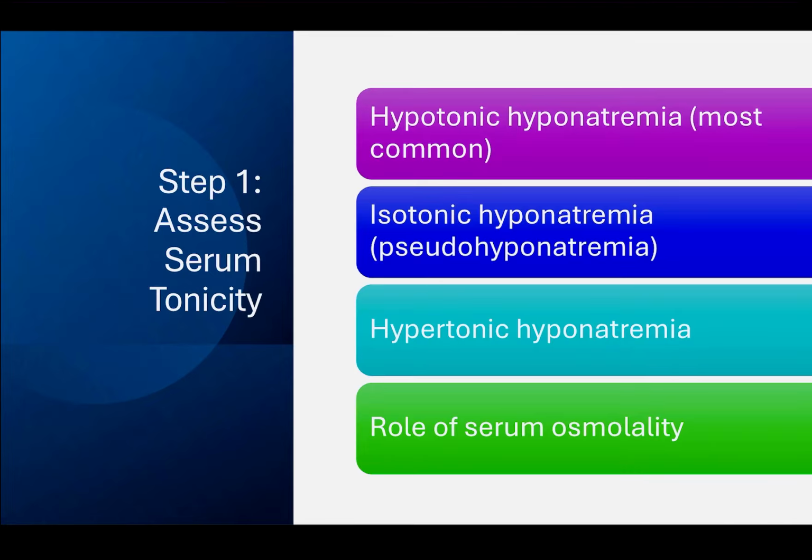Serum tonicity determines the movement of water across cell membranes. Most patients have hypotonic hyponatremia. However, isotonic and hypertonic forms must be excluded early, as they require entirely different management strategies and do not involve excess free water.